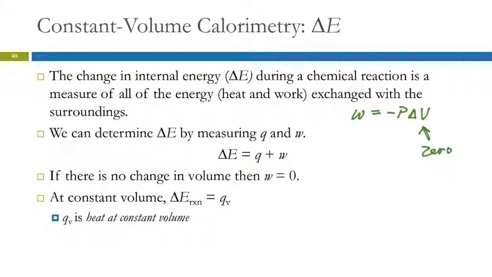So when the volume is held constant, then the work is 0, and that makes things simpler, and we can just say that the change in internal energy for the reaction is equal to Q, the heat transfer. We put a little V there to say this is happening at constant volume.